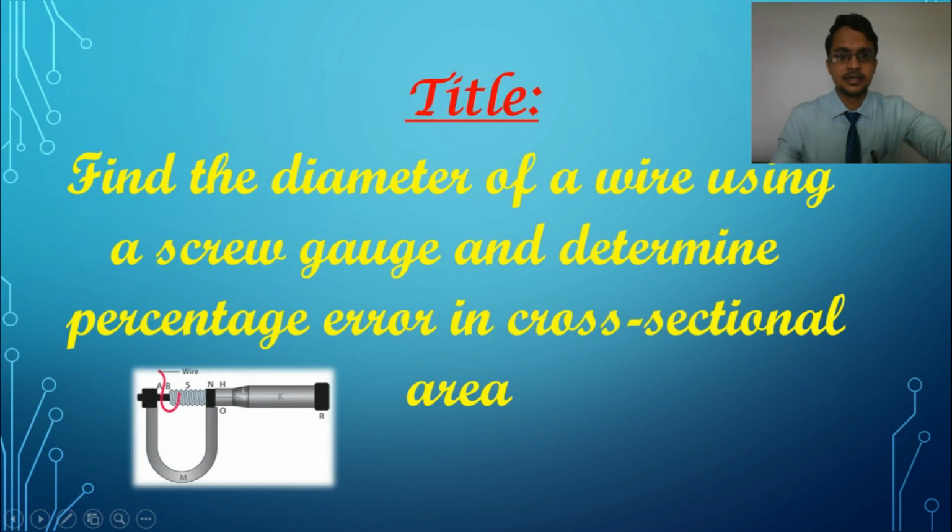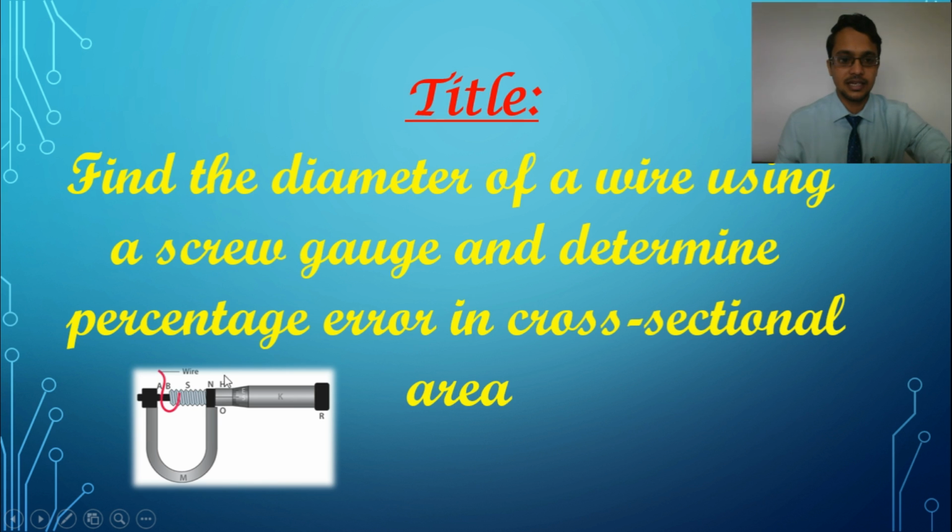Hello students. So in this class we will see one experiment. This is our second experiment. Find the diameter of a wire using a screw gauge and determine percentage error in cross sectional area.